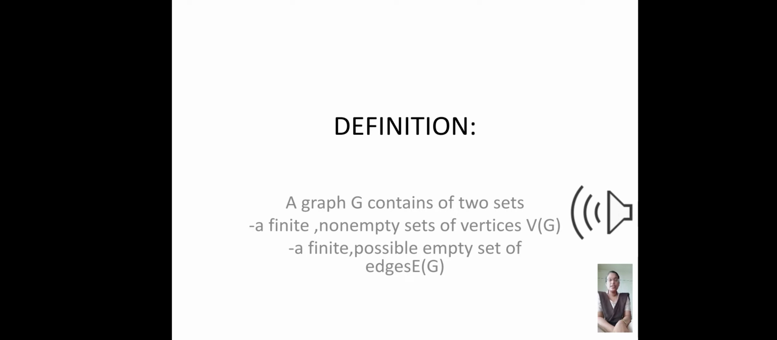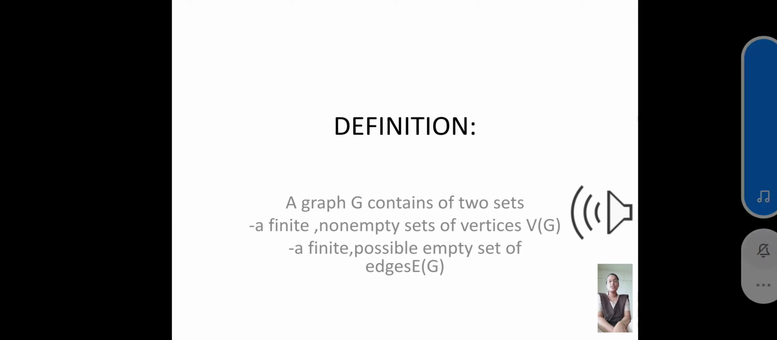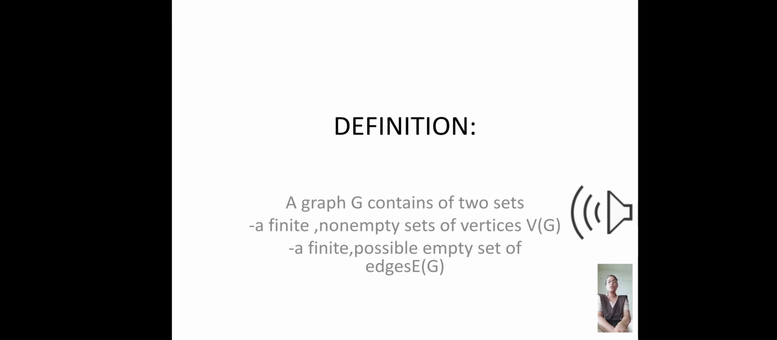Now we'll see the definition of a graph. A graph is a set of vertices and edges. A graph contains two sets: a finite non-empty set of vertices V of G, and a finite possibly empty set of edges E of G.